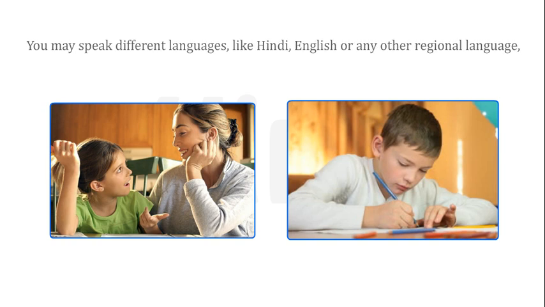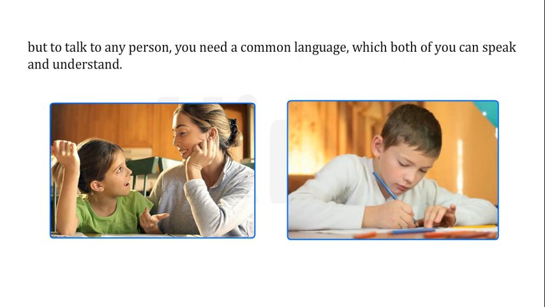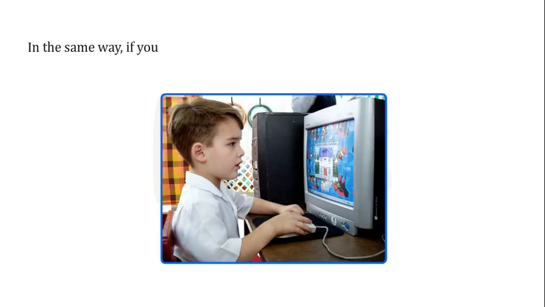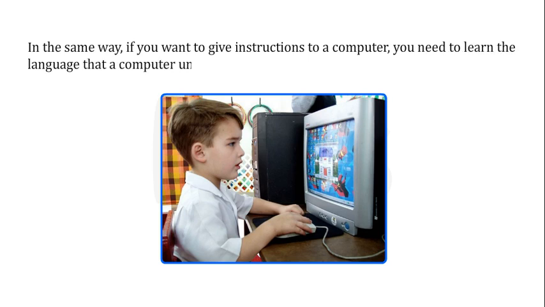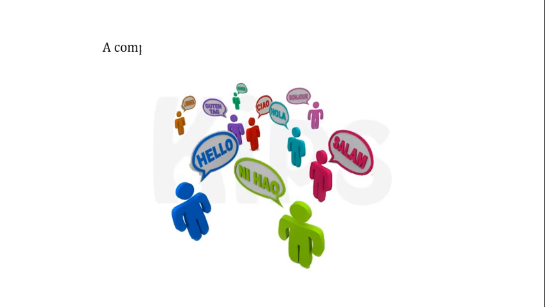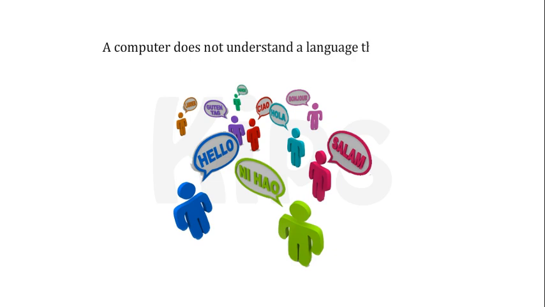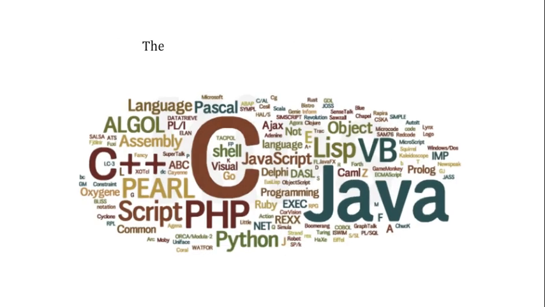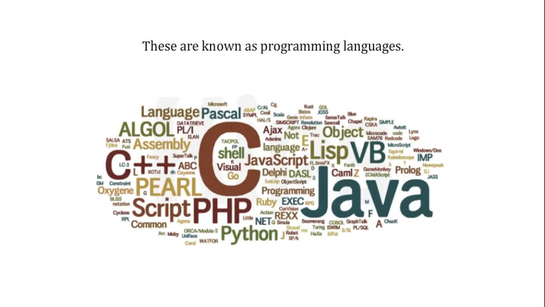You may speak different languages like Hindi, English, or any other regional language. But to talk to any person, you need a common language, which both of you can speak and understand. In the same way, if you want to give instructions to a computer, you need to learn the language that a computer understands. A computer does not understand a language that we speak. It understands only a few special languages of its own. These are known as programming languages.